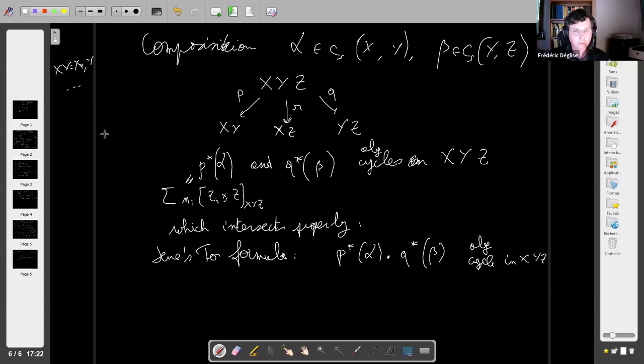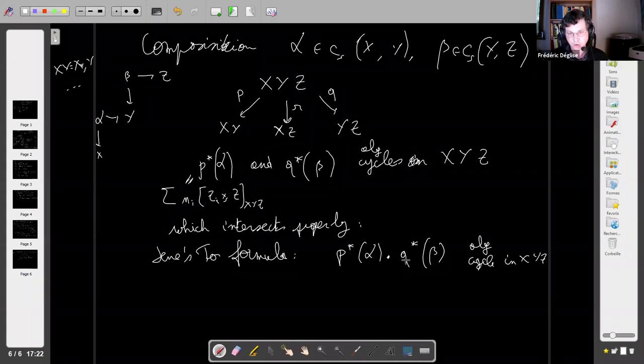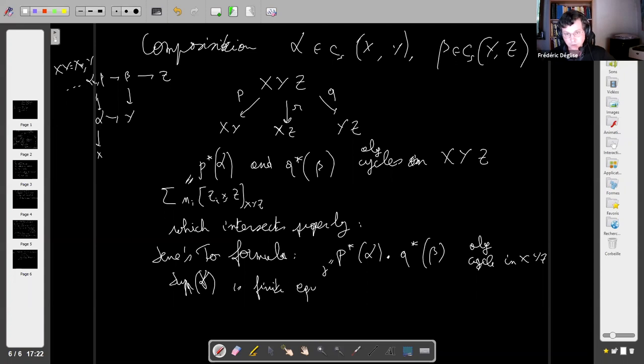And now, maybe I should picture this. We add something like this. And in fact, the intersection considered here is something like a fiber product. So if alpha and beta were the class of some irreducible closed subscheme, it will just be the fiber product here. So let's call this gamma. You deduce from this that the support of gamma, because it's a projection here, is finite and equidimensional.